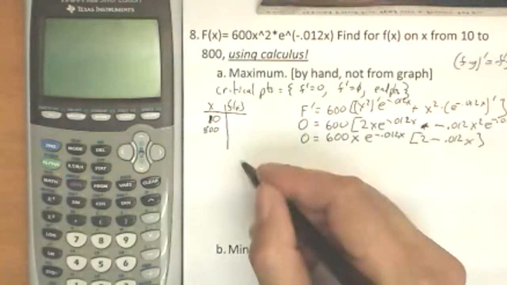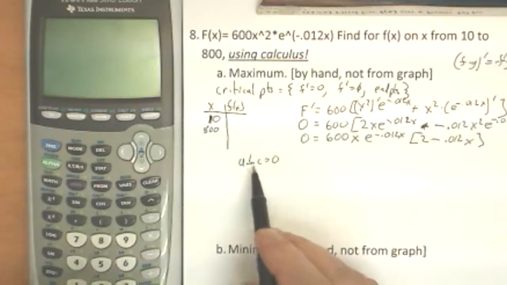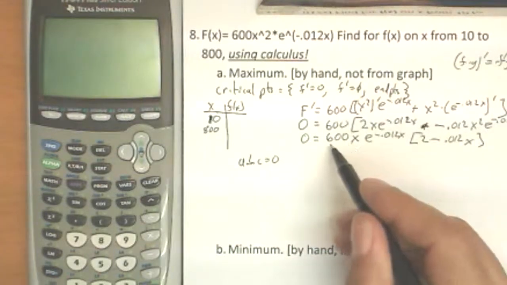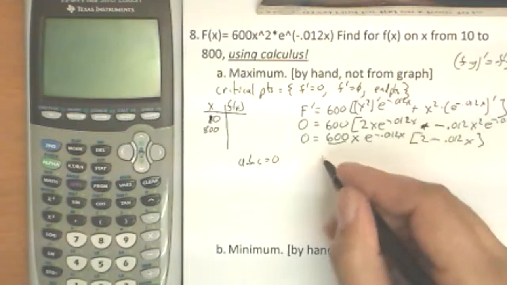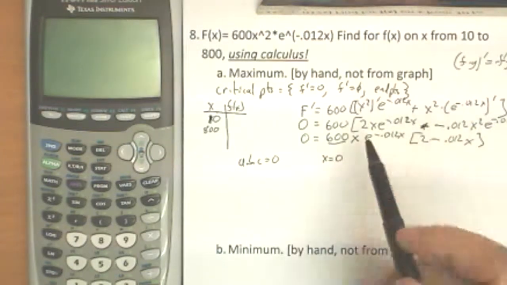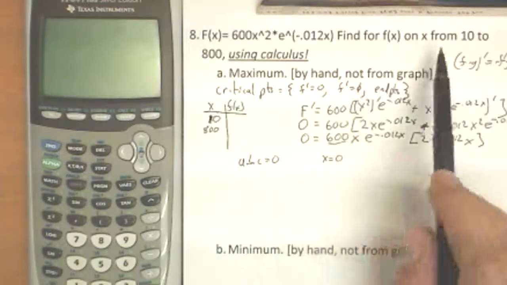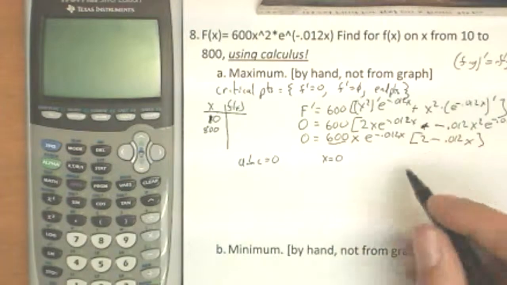So I've got a bunch of factors, and we want them equal to 0. Now the only way factors, a times b times c, individual factors can equal 0, is somebody has to equal 0. No other combinations make 0, so that's why we like it factored. 600, that factor is never going to be 0. It's not a problem. X can be 0. It's 0 when x equals 0. So there's a solution to f prime equals 0. However, x equals 0 is not in between 10 and 800, so it's not of concern for our maximization here.